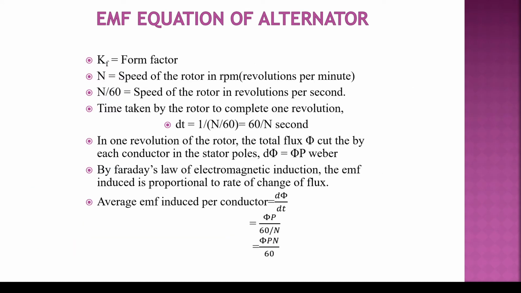N is the speed of the rotor in RPM, revolutions per minute. And N by 60 is the speed of the rotor in revolutions per second. If we want it in revolutions per second, take that as N by 60. So the time taken by the rotor to complete one revolution will be dt equal to 1 by N by 60, or 60 by N seconds, the reciprocal of N by 60.